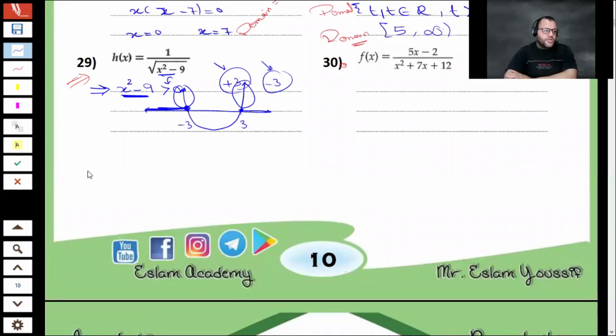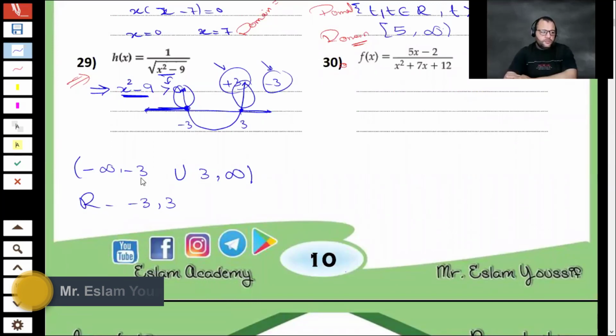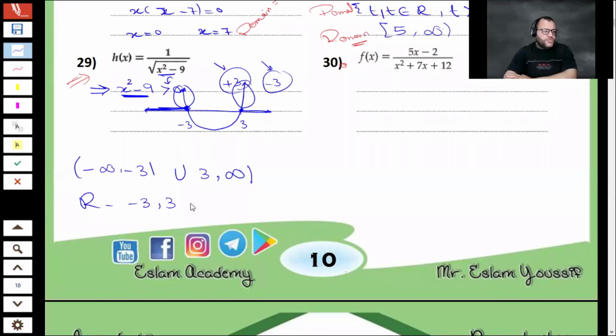The solution now would be from negative infinity to negative 3, union 3 to positive infinity. Or we can say R except from negative 3 to positive 3. But how do we put the interval? That's open and that's open. Does the solution include 3 and negative 3 or not? Not included, so 3 and negative 3 will be open. But if you want to say the difference, it will be closed. I need all of the solution except this part. You can write the domain this way or this way.